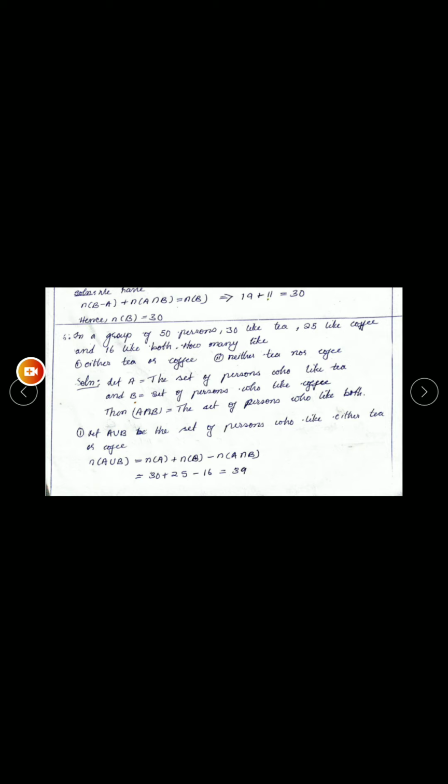Now we need to find either tea or coffee. Either tea or coffee means the union of tea and coffee, so you need to find n of A union B. The formula of n of A union B is n of A plus n of B minus n of A intersection B. We can put the values: 30 plus 25 minus 16 is 39.